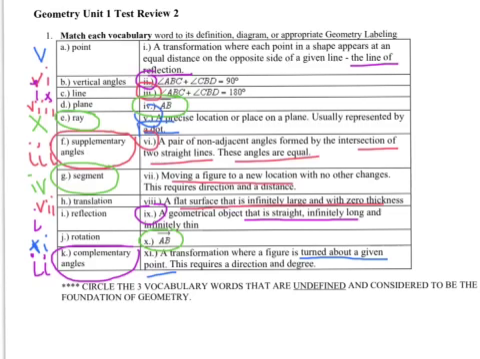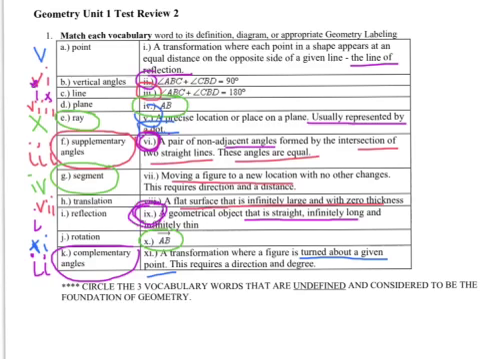So here are the final answers. The point matched 5, and it says usually represented by a dot. Vertical angles was number 6, which is right here. So it's a pair of non-adjacent angles formed by the intersection of two straight lines, and the angles are equal. The line was IX. That's really number 9.